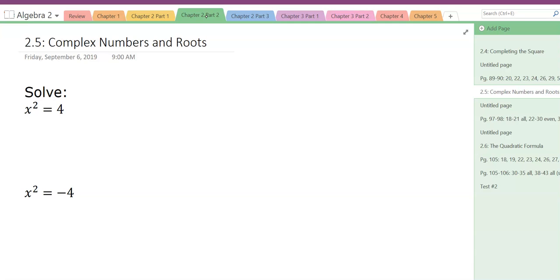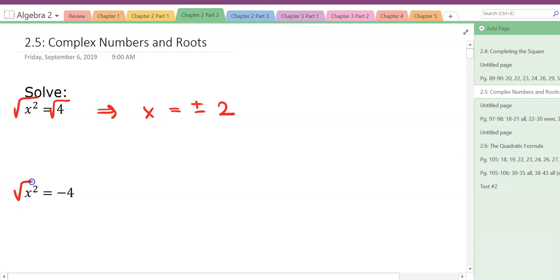So if we look at these 2 examples, they look fairly similar. You have x squared equals 4 and you have x squared equals negative 4. Previously, if we were using our square root property, we would have taken the square root on both sides. So for this first one, you would have had x equals plus or minus 2. Okay, fairly simple. We've done that before.